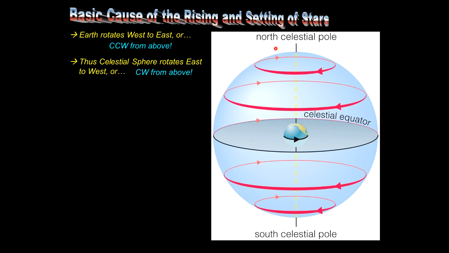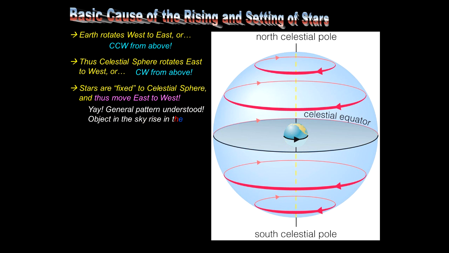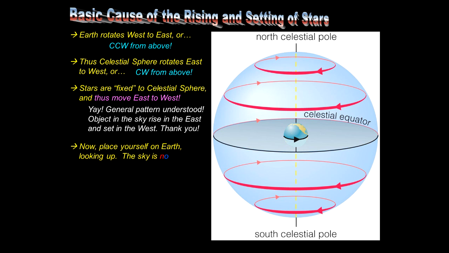So all these red lines are the motion of the stars as a result of the motion of the Earth. The stars are fixed, quote unquote, to the celestial sphere. Again, this is a model. And so the stars move from east to west as well. Well, awesome. You now know why objects in the sky rise in the east, set in the west. Pretty much taken care of. Hope you understand that.